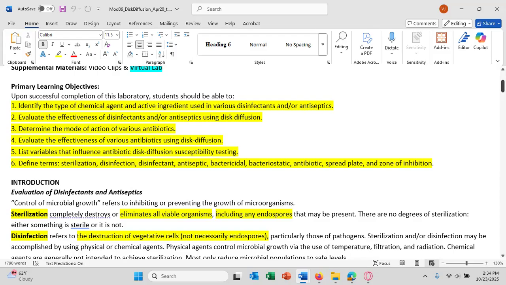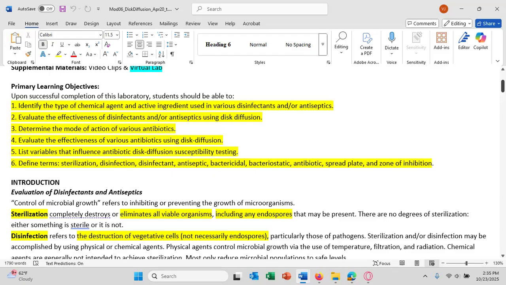And six, define the terms: what is sterilization, disinfection, what is a disinfectant, what is an antiseptic, what is a bactericidal agent, what is a bacteriostatic agent, what is an antibiotic, what is a spread plate, and what is a zone of inhibition. Any questions about any of this so far? All right.